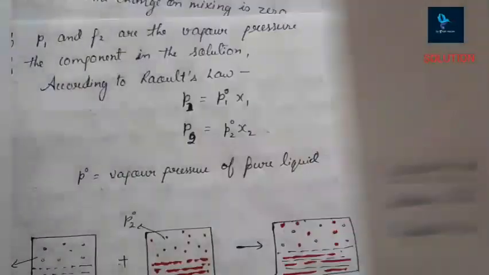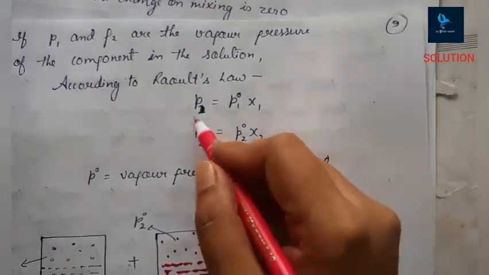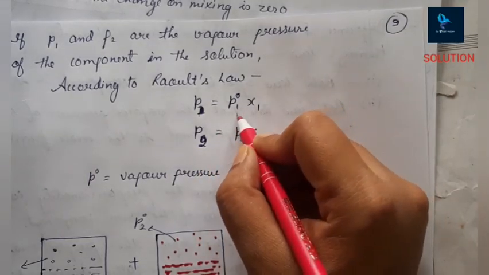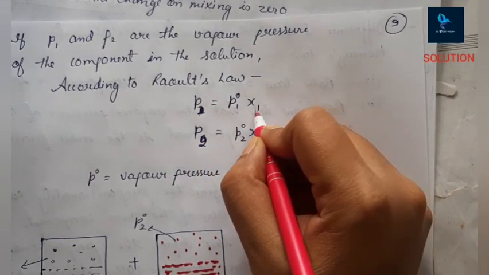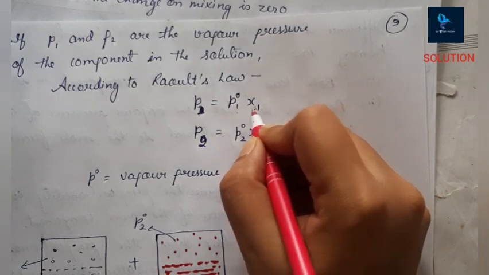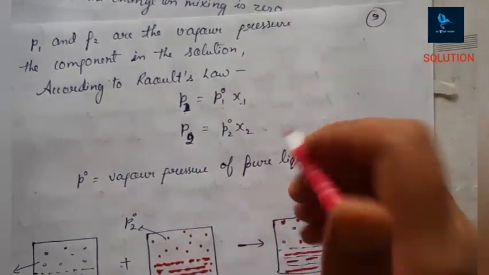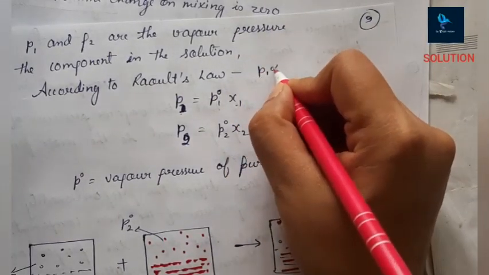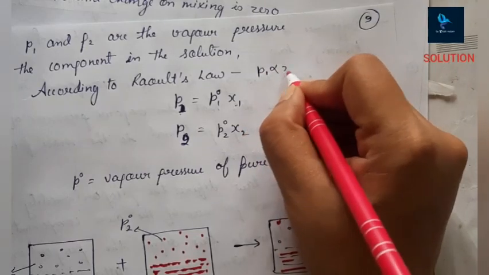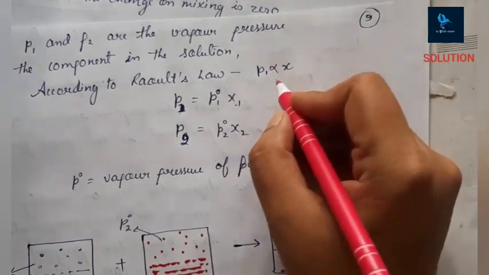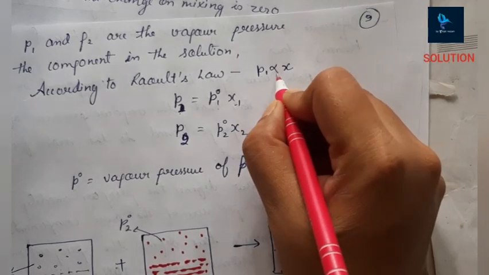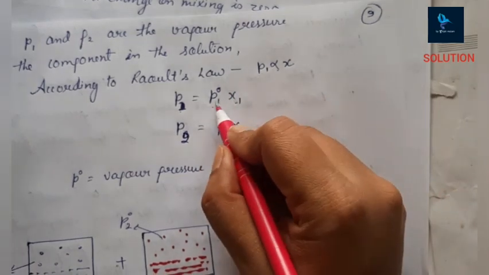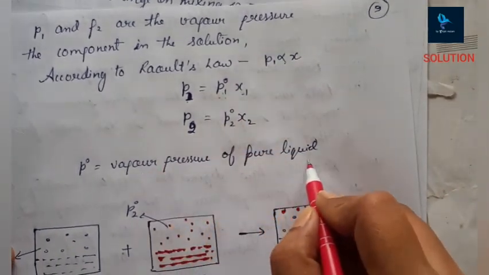According to Raoult's law, P1 equals P1 naught multiplied by the mole fraction x1. How? According to Raoult's law, P1 is directly proportional to x1. After removing the proportionality constant, we get P naught. This P naught is the vapor pressure of the pure liquid.